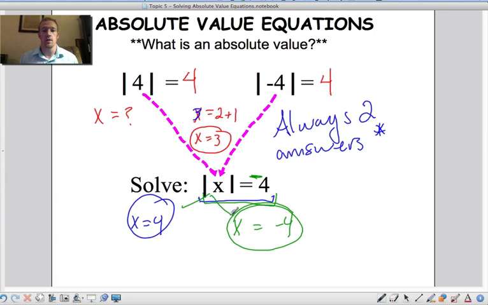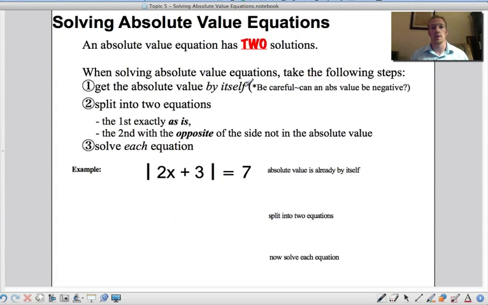So you're going to break this into 2 equations. One stays exactly the same, and for the other, whatever is not in the absolute value, whatever is outside of it, has to be the opposite. So if it's positive, it's negative. That's basically just these steps. Alright, so we have to have 2 solutions. Wow, that was a really straight line.